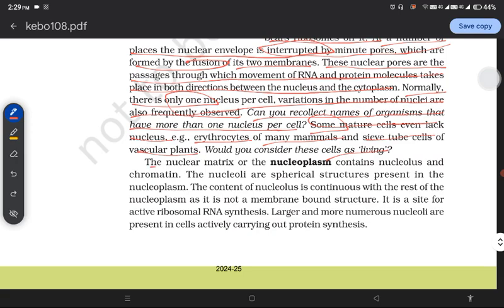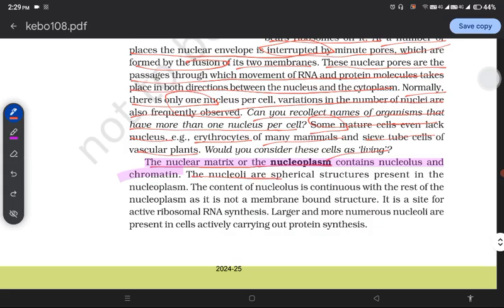Yes. The nuclear matrix or the nucleoplasm contains nucleoli and the chromatin.